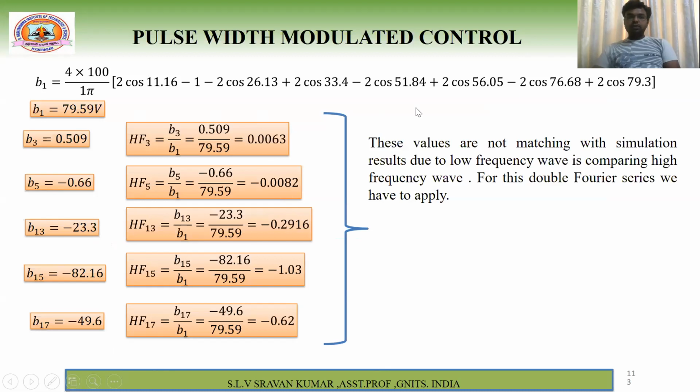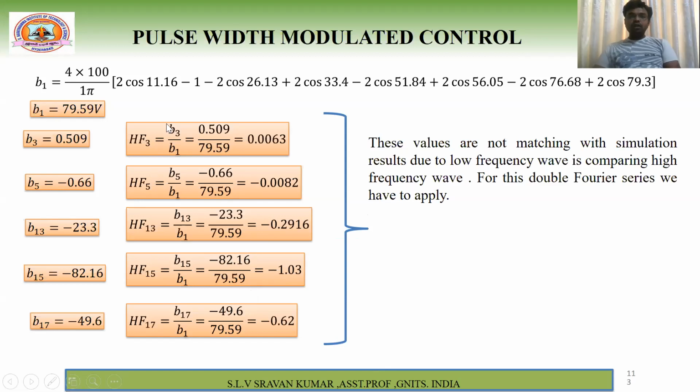So this Bn expression is not suitable to find out the harmonic component. Very important. Because in single PWM technique and multiple PWM technique, we got exact answers every time. This b value is matching.